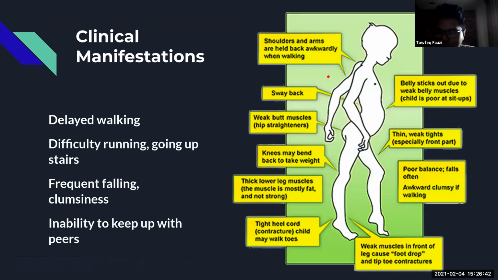Some of the manifestations that you can expect are delayed walking, difficulty running, going upstairs, frequent falling, clumsiness, and the mother or parents might also tell you that the child has inability to keep up with their peers. So these are all manifestations of lower limb weakness.